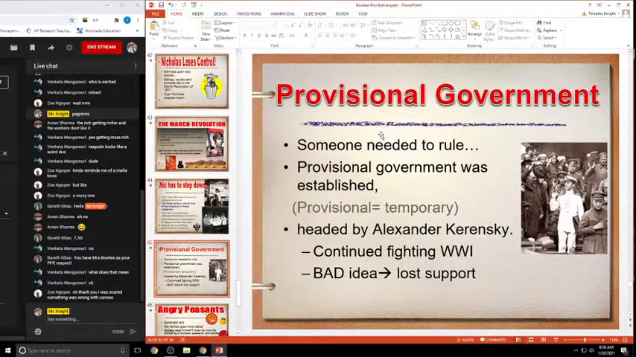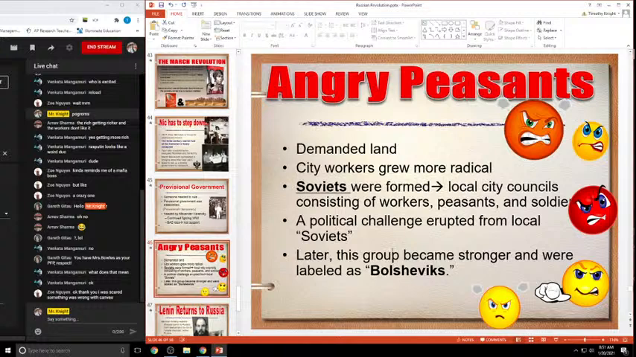And so, as I said, people needed someone to rule. That provisional Duma temporary government, provisional simply means temporary, was established, led by Alexander Kerensky. But again, they continued fighting World War I. They continued losing World War I. And that's really what ultimately led to the Duma losing support very quickly, is how badly Russia continued to perform throughout the summer of 1917, and eventually angry peasants end up making more and more and more demands, and the Bolshevik Party leads this coup against the Duma, the provisional government.